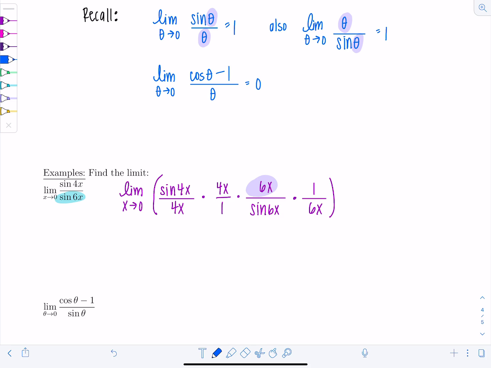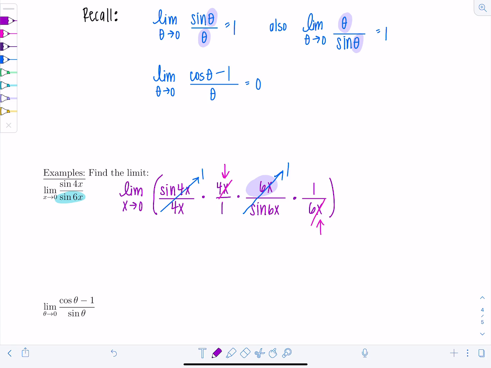So as x approaches 0, sine of 4x over 4x, that goes to 1. Notice I've got this 4x up here and the 6x down there. These x's cancel. Bam, bam. Okay, looks good. So 4 is just a constant. It's not changing in the limit. Now let's move on to this next term. 6x over sine of 6x, that's going to go to 1. And then the last term's just a constant.